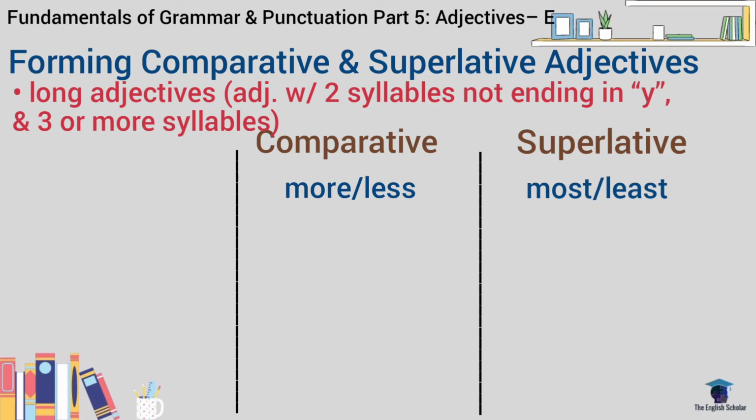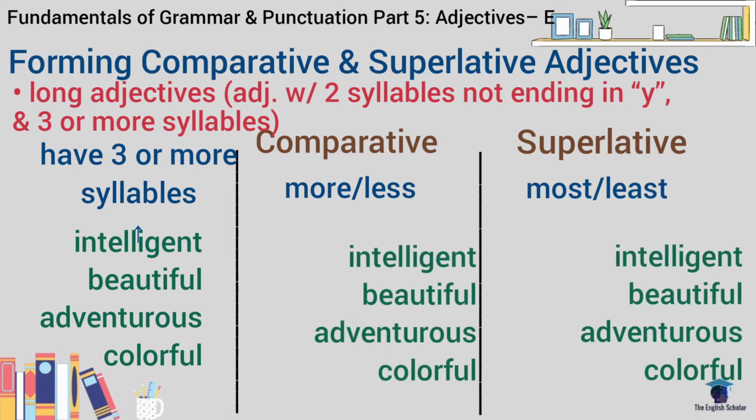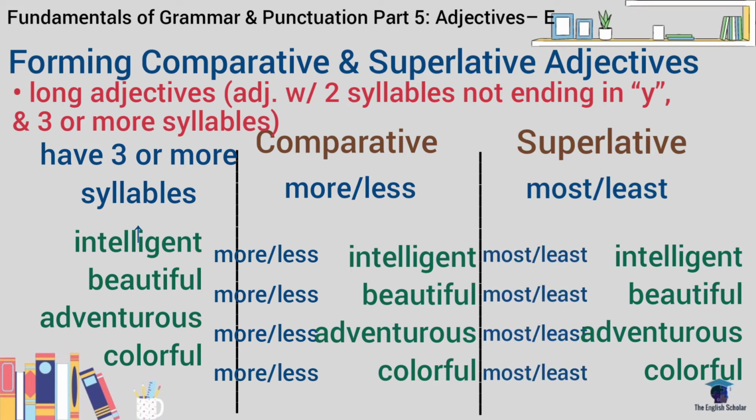Examples: we have the adjectives intelligent, beautiful, adventurous, and colorful. If you notice, they have 3 or more syllables. So to form a comparative adjective, we just add more or less before them. And we just add most or least before them to form superlative adjectives. So intelligent turns into more intelligent or less intelligent. That would depend on your comparison. And then for superlative, we have most intelligent or least intelligent.